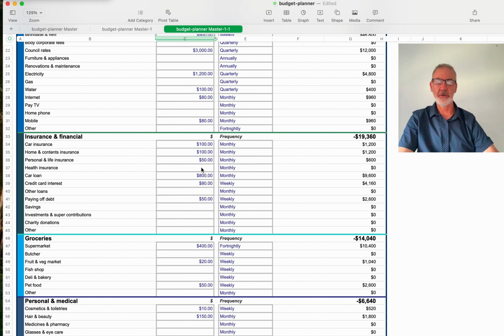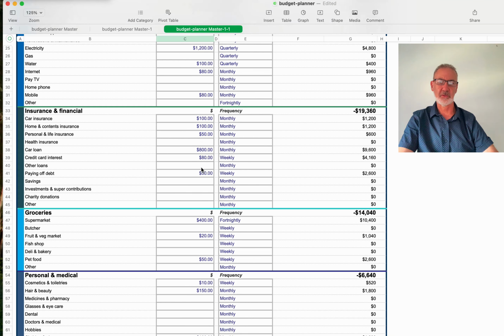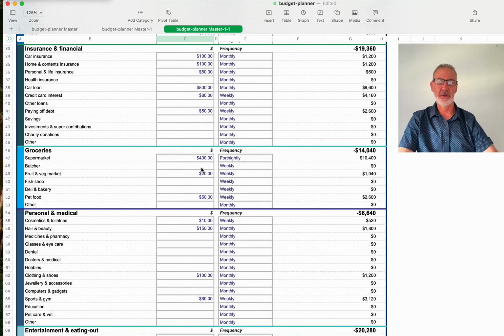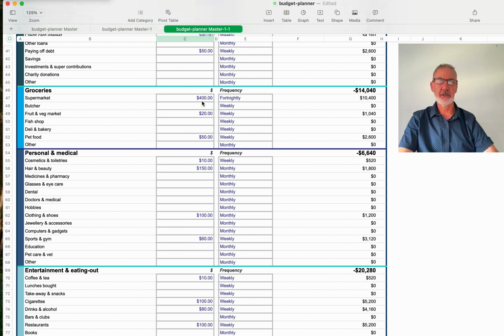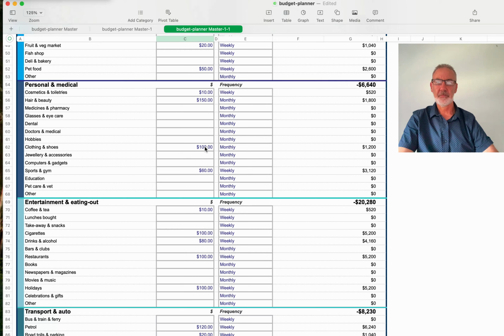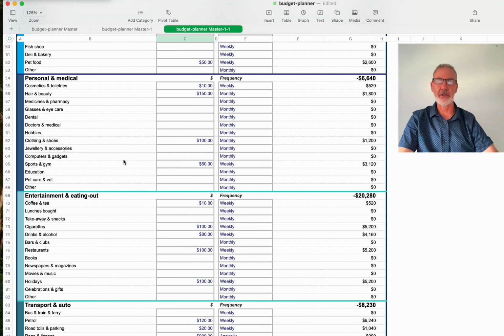Then you move further down, there'll be things like insurances, whether it's car insurance and that. Groceries, you put in what you spend a fortnight. It might be a lot higher or a lot lower than this, but that's generally where you would put the amount. And personal and medical, once again, you can change any of these titles to suit you. The key part to this is really being honest with yourself about what you really do spend.